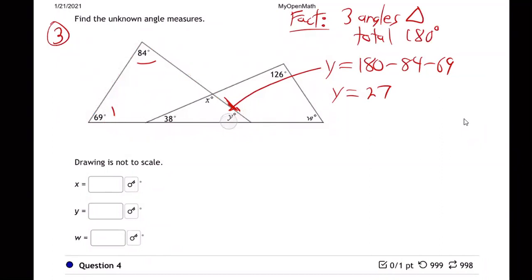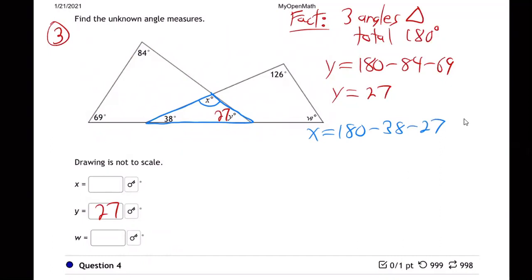Let me erase this now. Y's got to be 27. Good. Got Y. Now we can get X, can't we? Everybody see how? Now we can look at the little triangle in the middle and find X. X is going to be 180 minus the other two. Now that we know Y, we can solve for X, because in the little triangle in the middle it's the same 180 thing. I'm getting 115. So we got X.